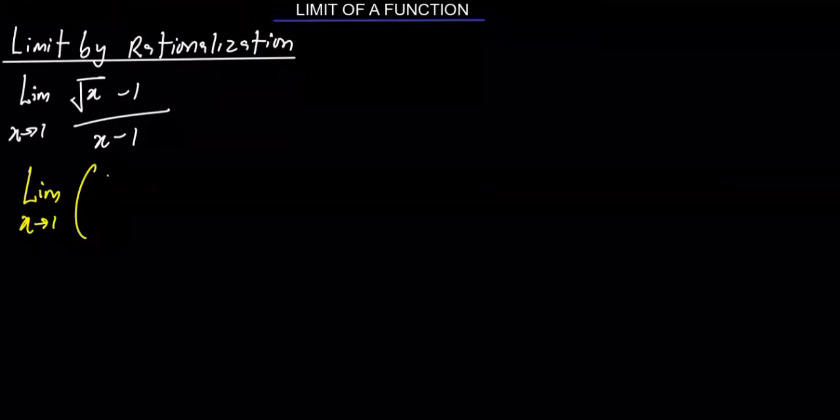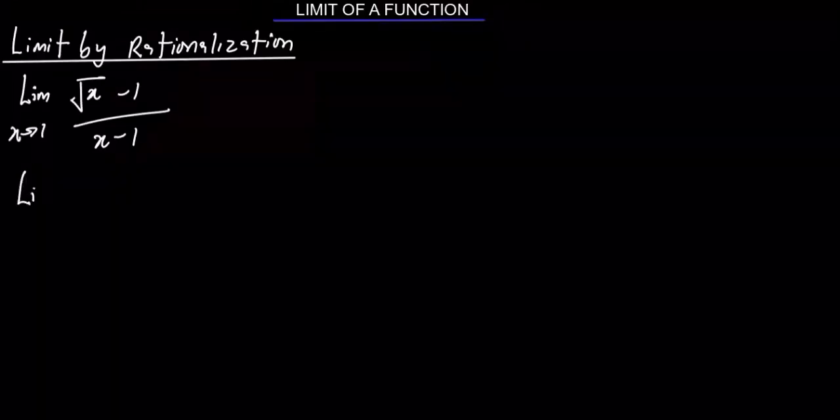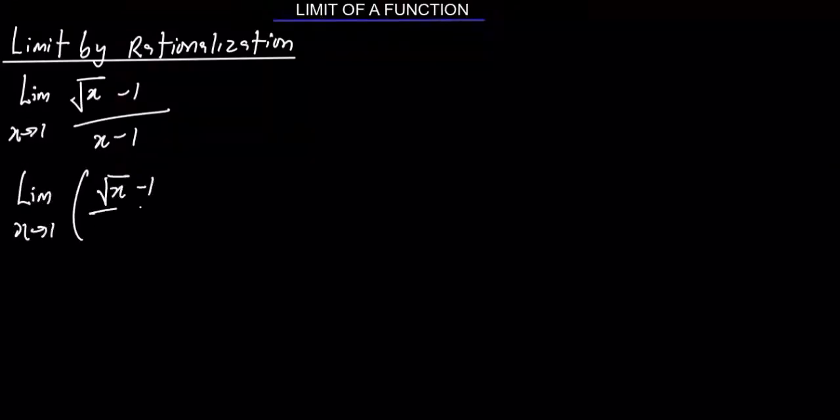That is, look at what I'm having here. I'm having limits as x tends to 1, then square root of x minus 1 over x minus 1. Then I'll now multiply up and down by the conjugate. So since I have square root of x minus 1, the conjugate is what? Square root of x plus 1 over square root of x plus 1.